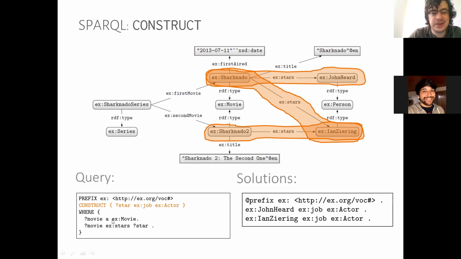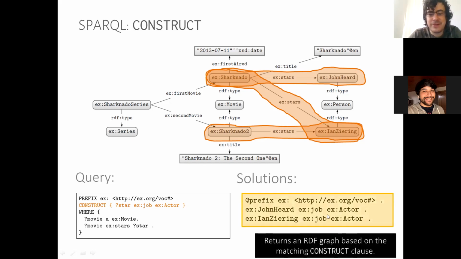So we can use construct to specify a way to run a query over an RDF graph and get an RDF graph as a result. So this returns an RDF graph based on the matching construct clause.